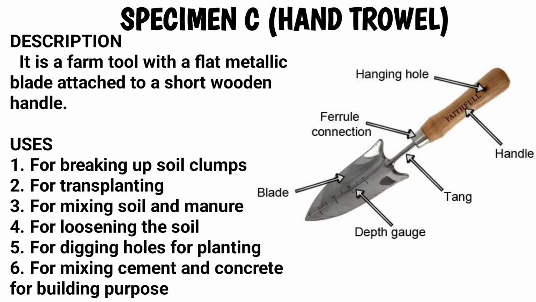Then for the uses, we use it for breaking soil clumps, for transplanting, for mixing soil and manure, for loosening the soil, and for digging holes for planting. And number 6 is one of the special purposes of this hand trowel. Most of us might be familiar with this hand trowel, especially around building sites, because it's used for mixing cement and concrete for building purposes.